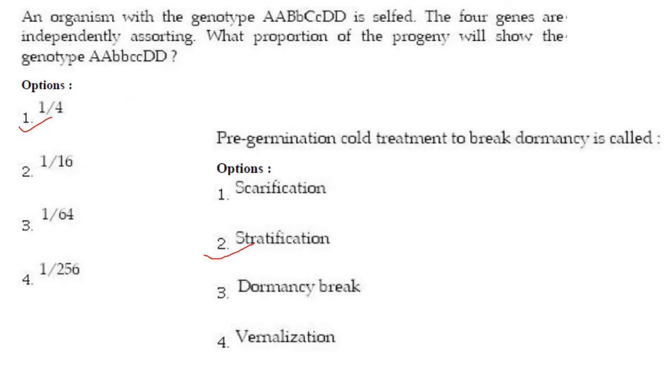Next one. An organism with the genotype AaBbCcDd is selfed. The 4 genes are independently assorting. What proportion of the progeny will show the genotype? Answer is option 1, 1 by 4. Next one. Pre-germination cold treatment to break dormancy is called option 1, scarification, 2, stratification, 3, dormancy break, 4, vernalization. Answer is option 2, stratification.